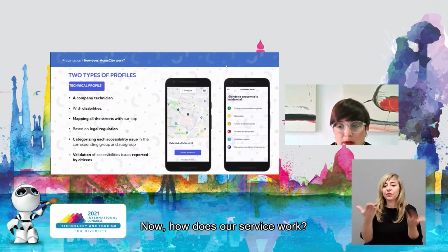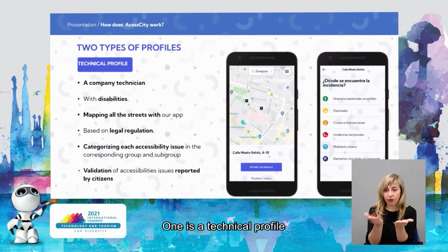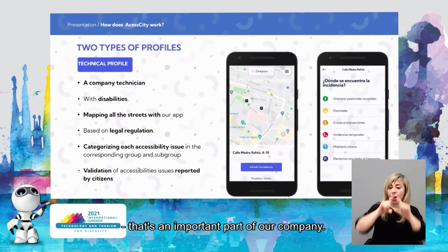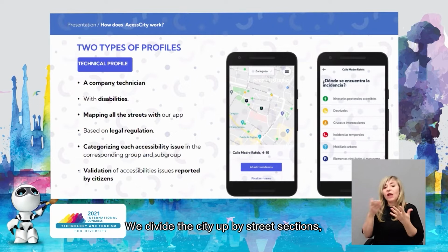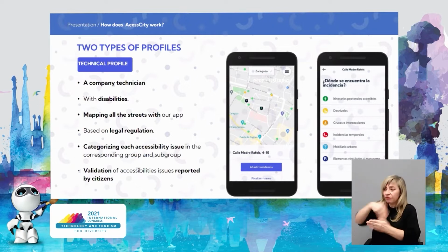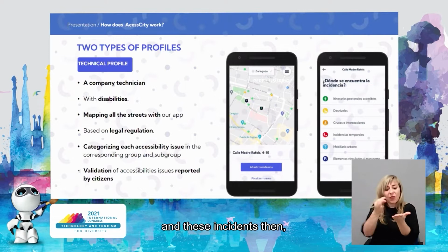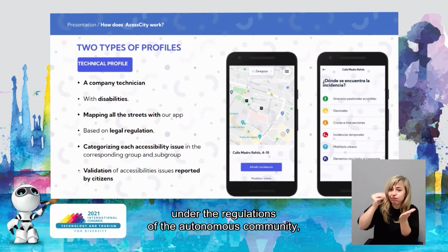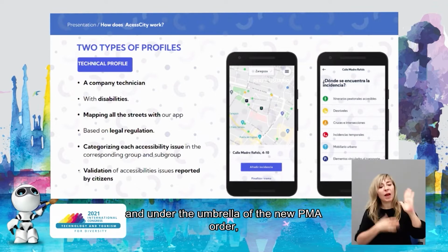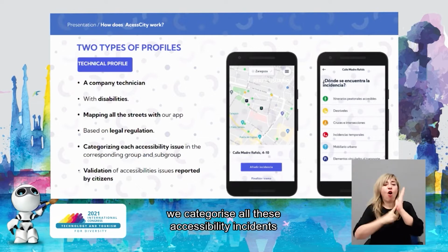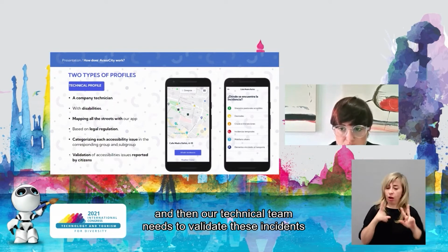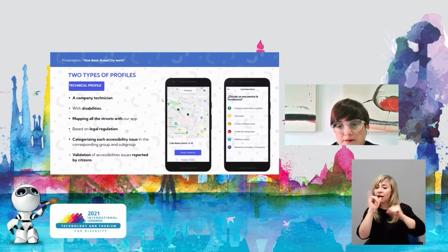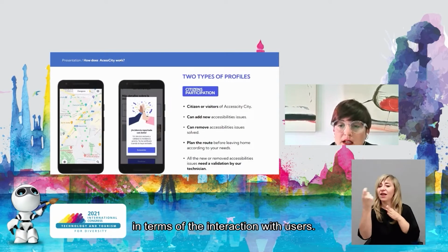Now, how does our service work? We have 2 types of profiles. One is a technical profile. That's an important part of our company. We divide the city up by street sections, identifying incidents that are cataloged in groups and subgroups. Under the regulations of the autonomous community and under the umbrella of the new PMA order, we categorize all of these accessibility incidents in groups and subgroups, and then our technical team needs to validate these incidents in terms of the interaction with users.